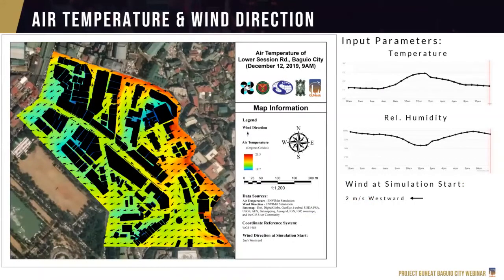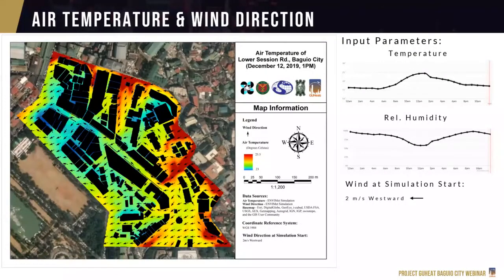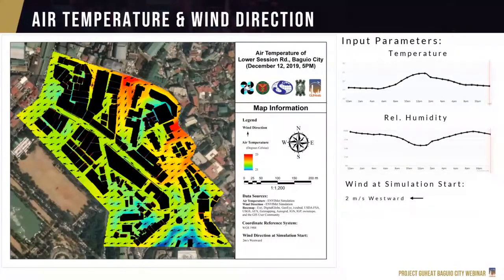This one is an air temperature map of Lower Session Road in Baguio City. We have three of these maps actually, each one showing a different time step of December 12, 2019. One is at 9 a.m., another at 1 p.m., and the last one at 5 p.m.